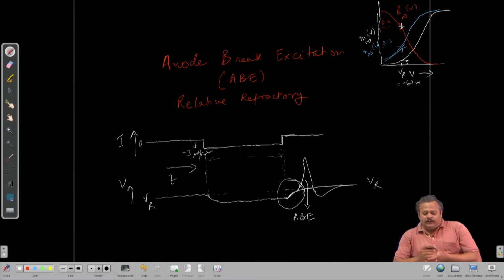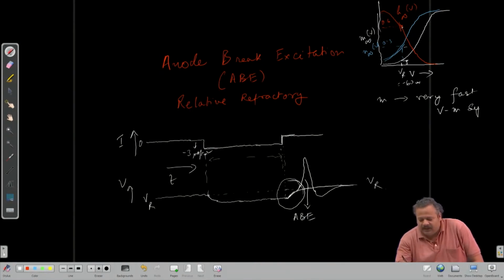What we also know, if you recollect, is that M is very fast. As we did for the VM system to understand threshold behavior, we take N and H at the value they had when we initialized the system. In the VM system we can understand threshold phenomena because the model is valid only for the first few milliseconds.